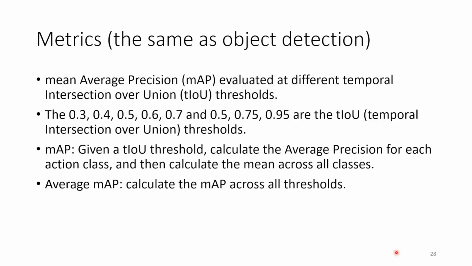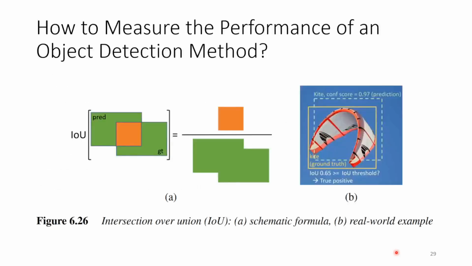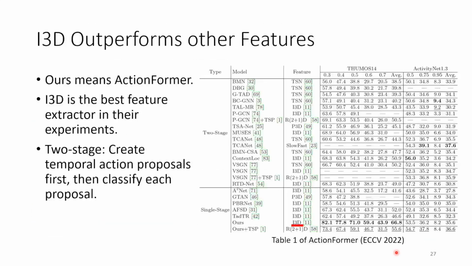Oh, okay. The reason is, I should say, history. Because all of the two-stage methods are very old. Right? So when they can do single-stage, why would they care about two-stage? So that's the reason. When ActionFormer was proposed, all of the two-stage methods were dead.